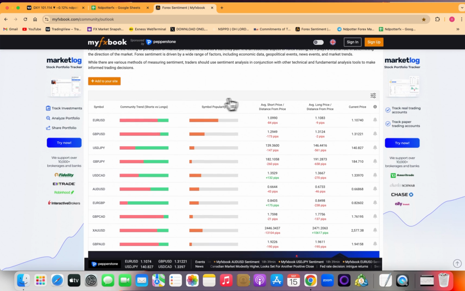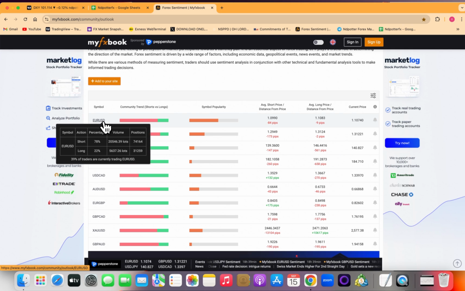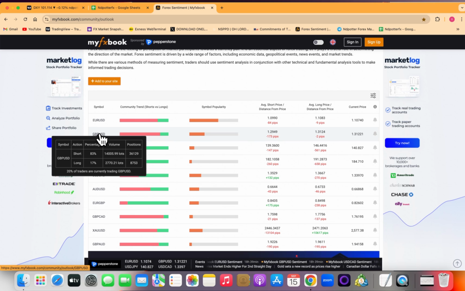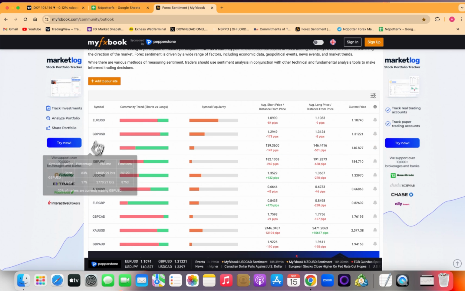Looking at retail sentiment, we see that EURUSD's short is currently on 78%, which I expect to still push to the upside to max out at 94% before I start shorting. GBP is currently on 83%, which I would like to still push up and get to 94, 96 for me to start shorting. So there is a possibility for more upside here.